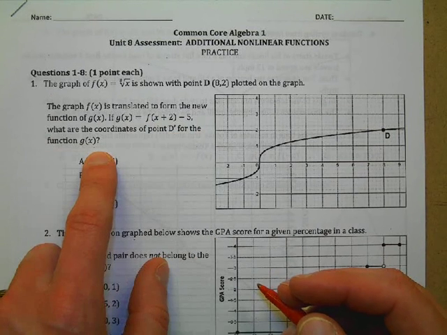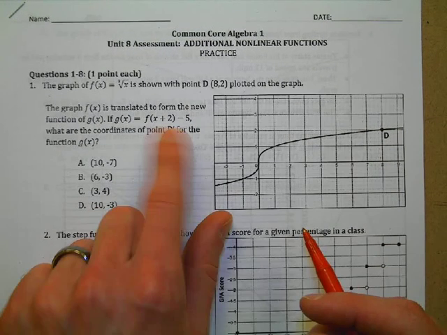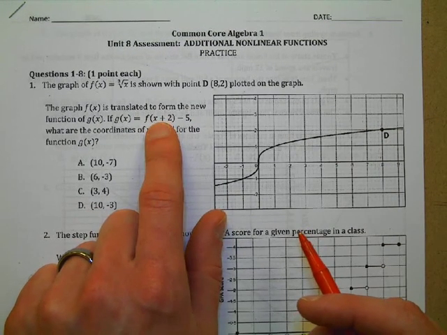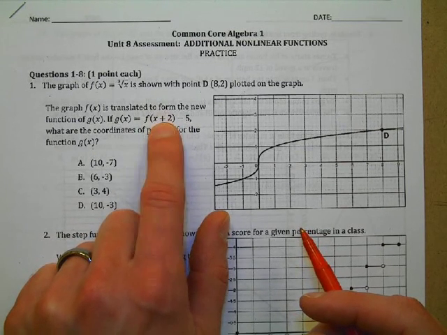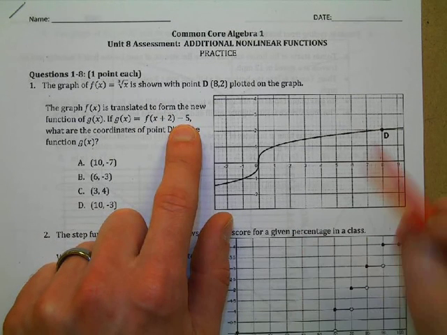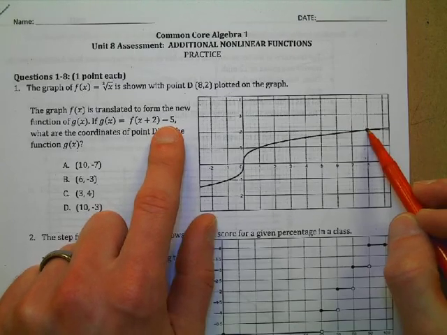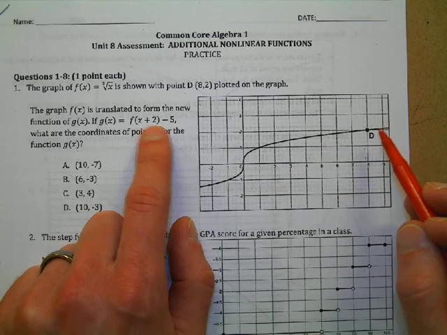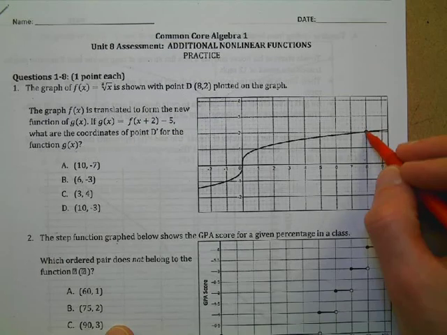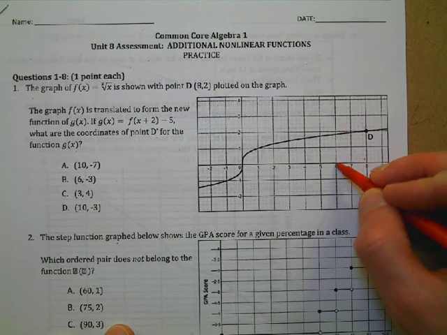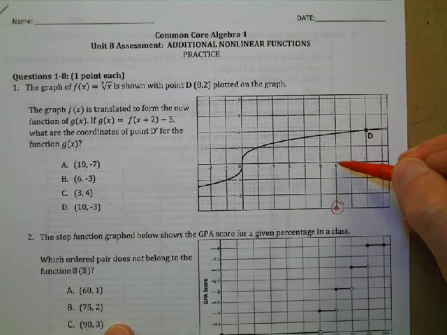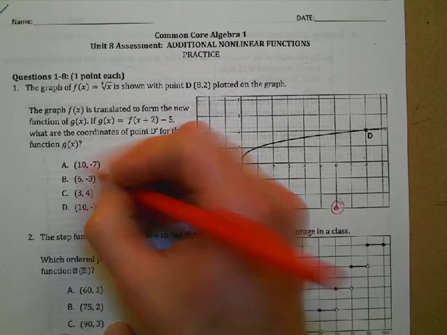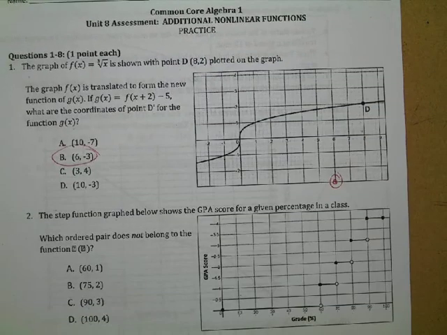In other words, f is being transformed here, right? How is f being shifted? Left 2? Down 5. So we want to know then, where is d going to end up? If d is on the original function and we're going to shift everything left 2 and down 5, let's just count it out. Left 2, down 1, 2, 3, 4, 5. There's our new point right there. What's the coordinates? 6, negative 3. So it's b. That's simple. Easy peasy.